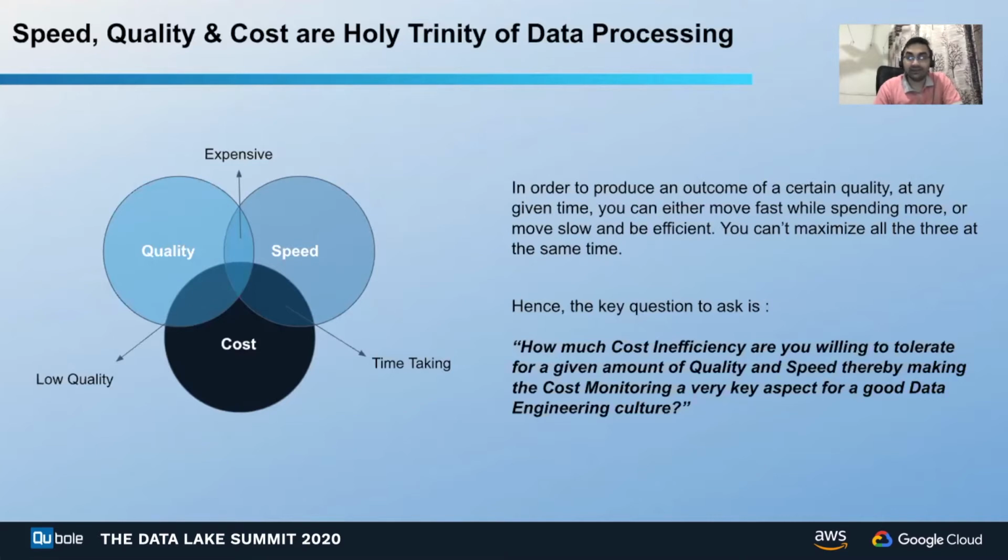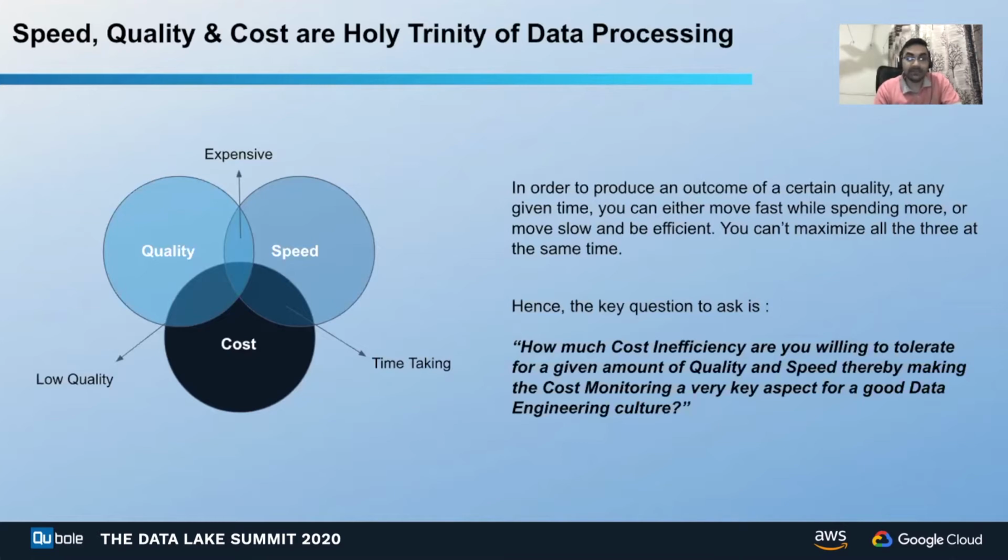And that's where we say that in order to produce an outcome of a certain quality at any given point of time, you have to figure out which of these three is more important. And that's where we very much believe in the quotation you're seeing here, right? How much cost inefficiency are you willing to tolerate for a given amount of quality and speed, thereby making your cost monitoring a very key aspect for a good data engineering culture. And as an organization and as a data engineering team, we try to live and breathe by this principle, right?